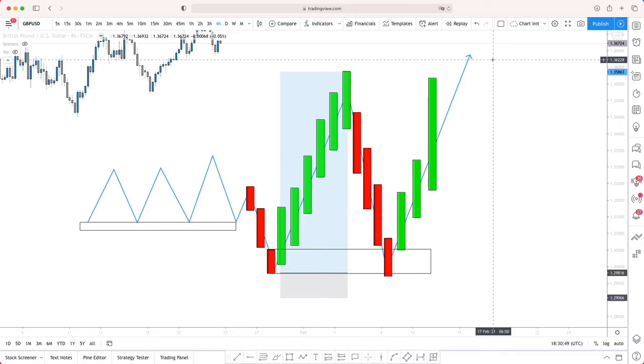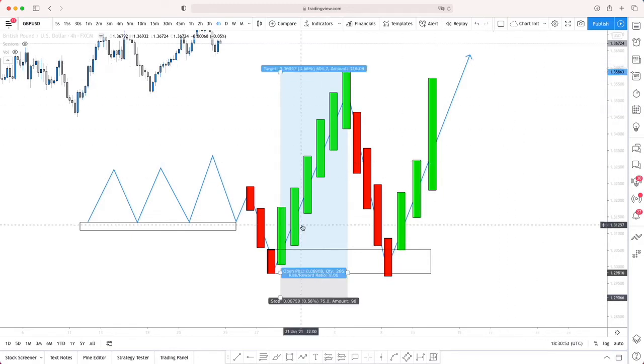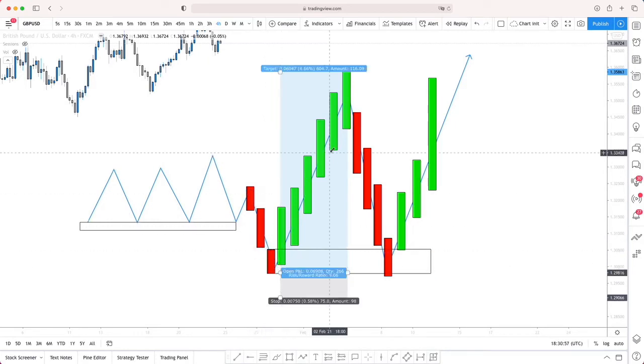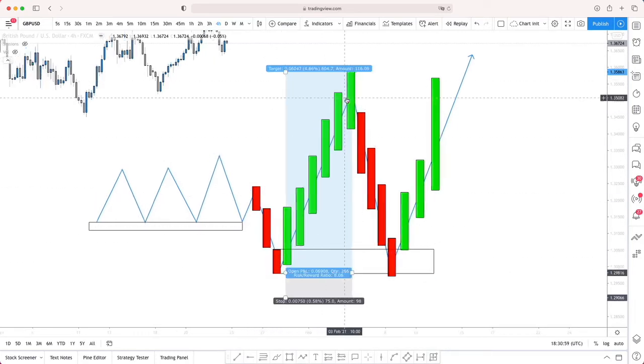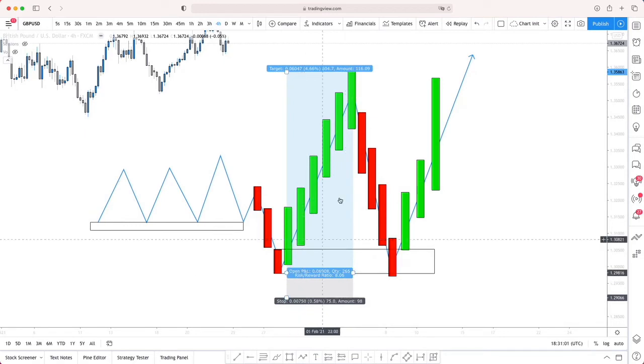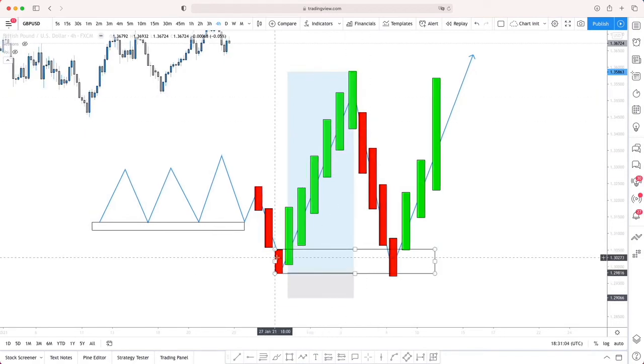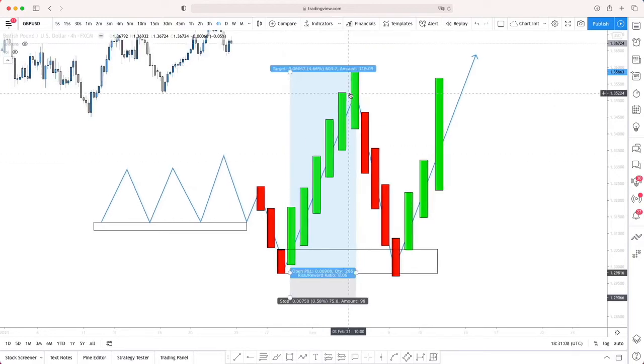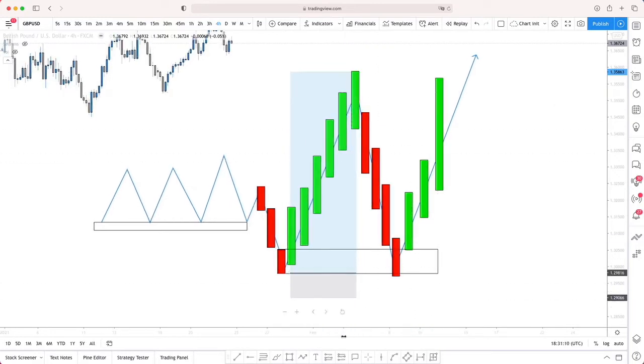We are essentially trying to find the last orders where institutions have placed against the original move, against the move that they wanted to take. So that if they wanted to go bullish, we're going to be looking for the last bearish candle before the bullish move that broke structure. That's the next key point.